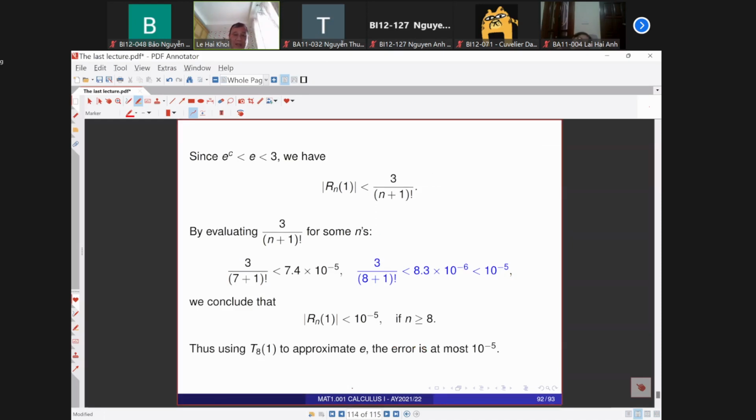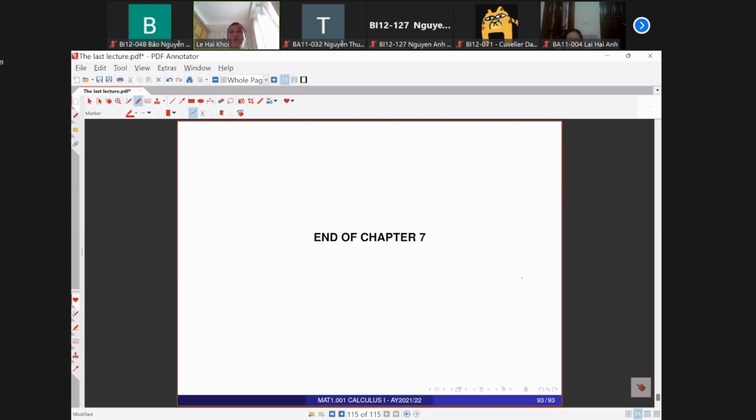That is the conclusion. Using TSS1 to approximate the value of e, you can have the error at most 10 to power negative 5. By this slide, we end our today, the last lecture of chapter 7, which is also the last lecture of our course.